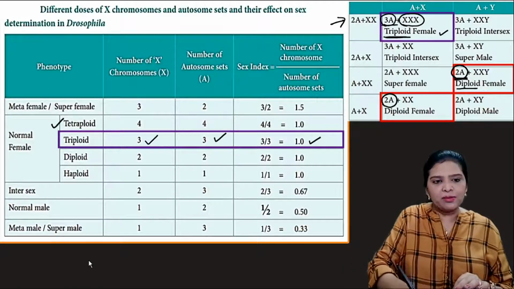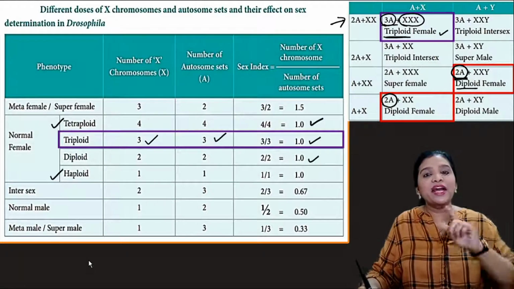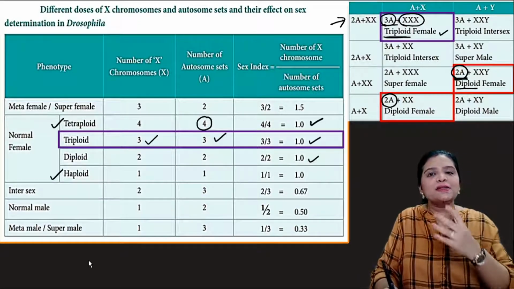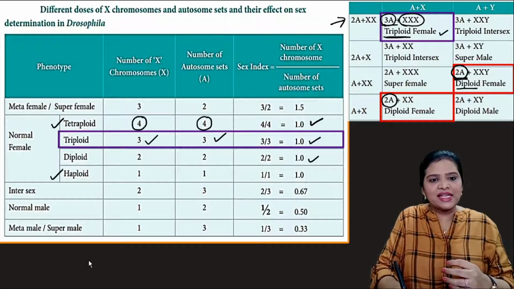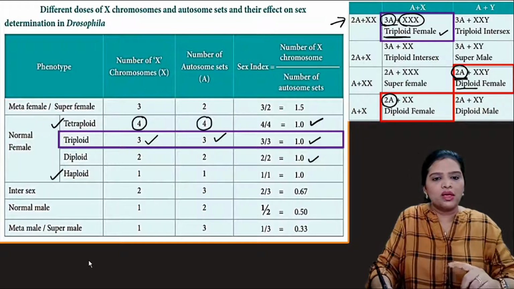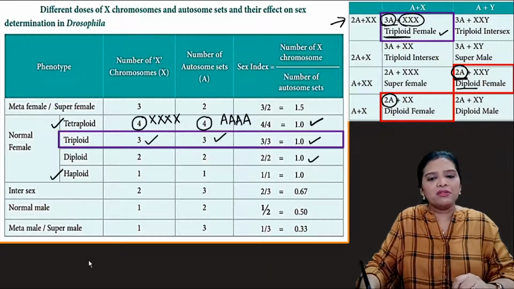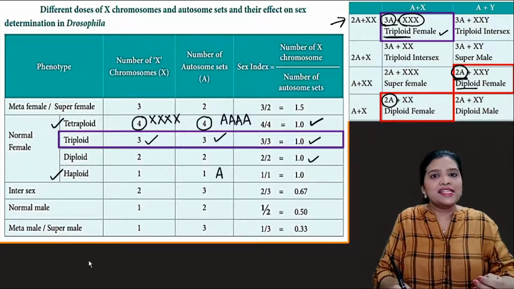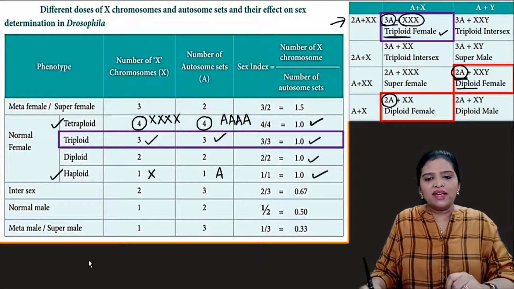Suppose a tetraploid or a haploid condition is also present, here the sex index ratio will again be 1. How? See, if the number of autosomal sets is 4, that means it is tetraploid, and the number of X chromosomes is also 4. So with 4 sets of autosomes and 4 X chromosomes, 4 divided by 4, 1. Similarly, in a very rare condition, if the autosome set is 1 and only 1 X chromosome is present, again 1 divided by 1, 1.